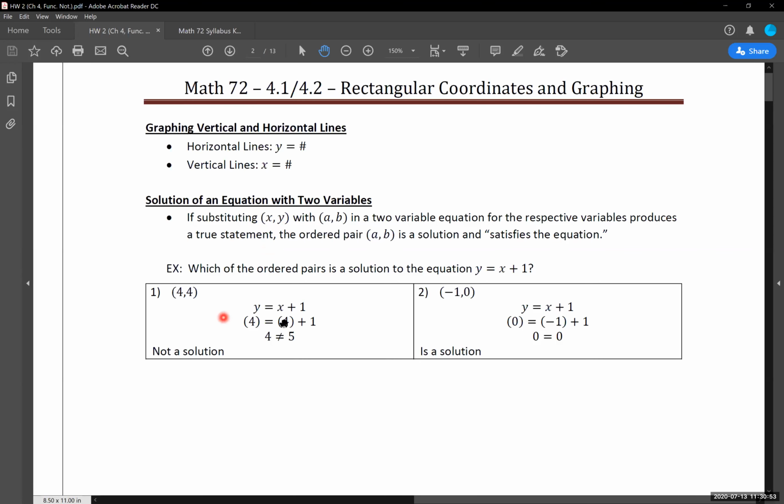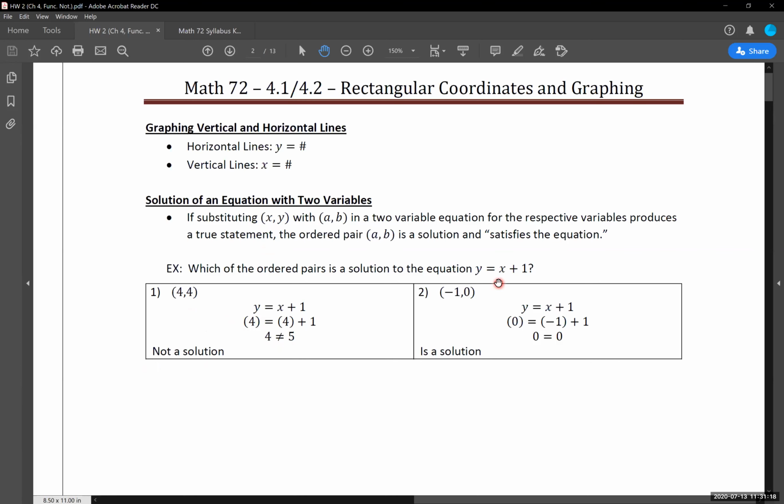So I substitute 4 in for x, 4 in for y, and now I'm going to simplify the left side, simplify the right side, and see what the result is. On the left side, I get 4. On the right side, 4 plus 1 is going to give me 5. 4 does not equal 5, which means that this ordered pair is not a solution to this equation.